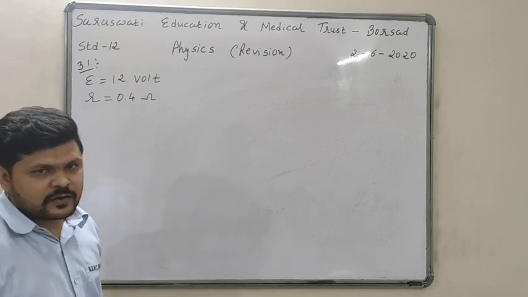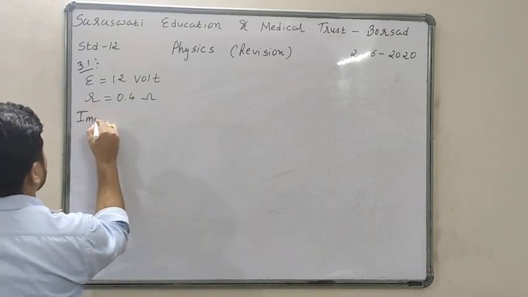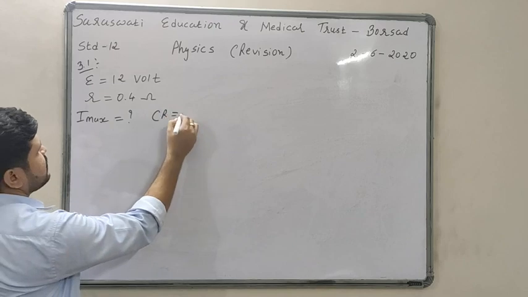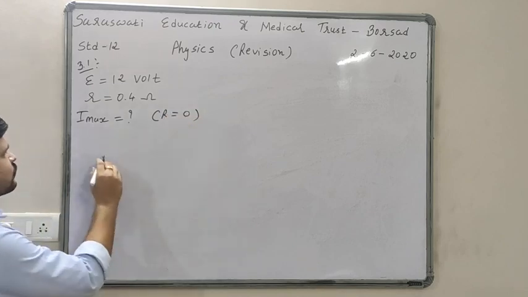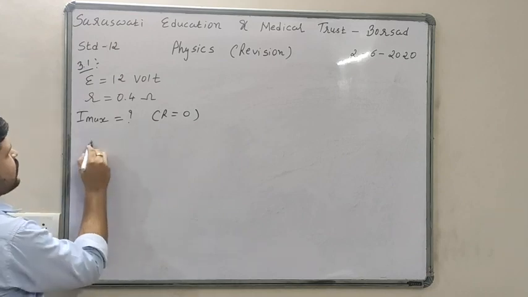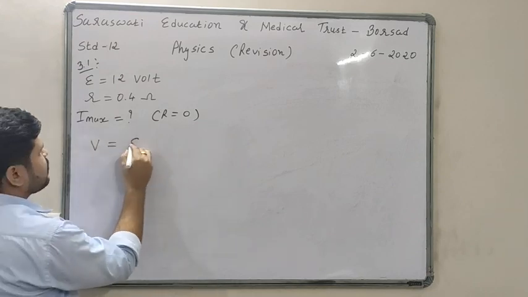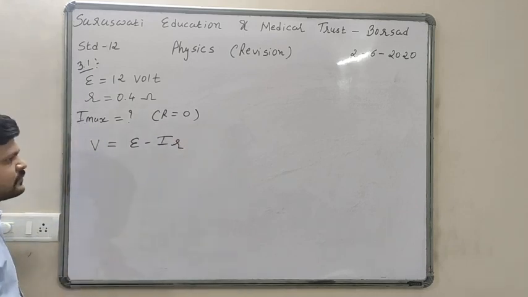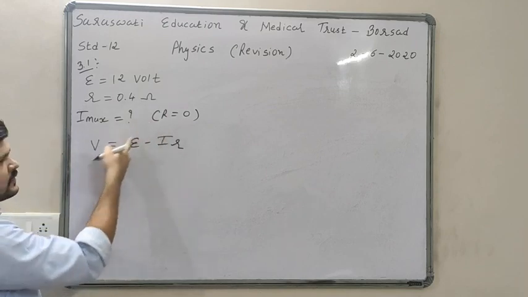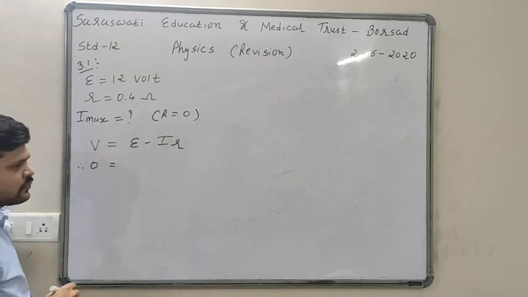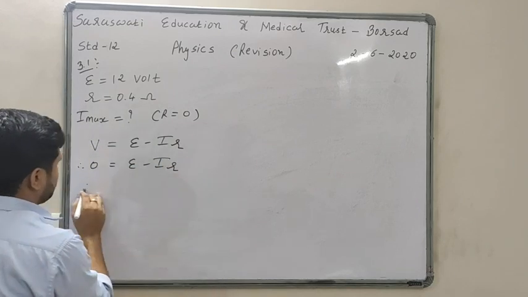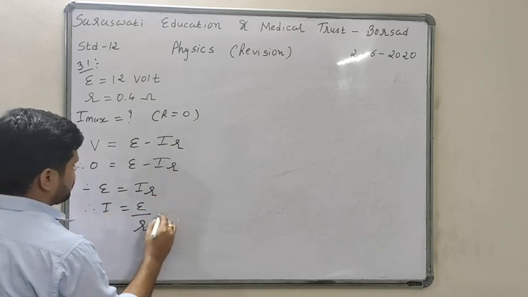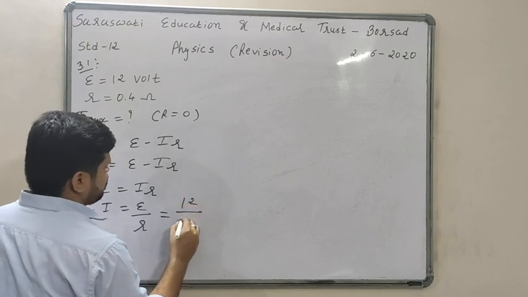Then what is the maximum current flowing from the battery? For maximum current we will take external resistance R equal to 0. The equation of terminal voltage is V equals epsilon minus I r. For maximum current, the terminal voltage will be 0. So 0 is equal to epsilon minus I r, so epsilon is equal to I r. So I is equal to epsilon upon r, that means 12 upon 0.4.